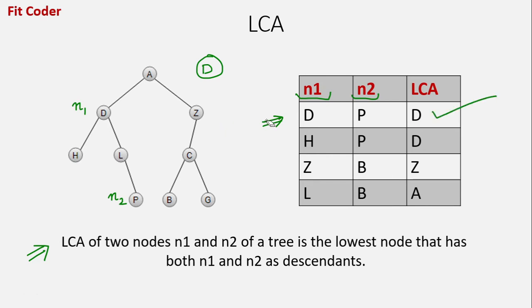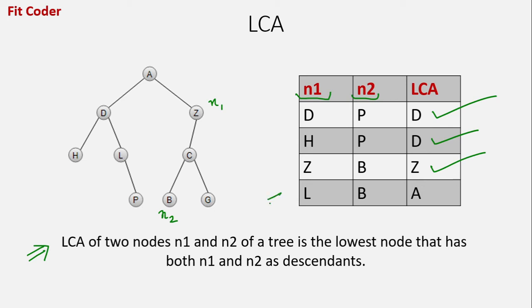Now let's see the second example. n1 is H and the second node is P. P is a descendant of L and D, and H is a descendant of D. So the lowest common ancestor is D. So for H and P, the LCA is node D. Now let's check this third example. Node 1 is Z and node 2 is B. B is a descendant of C and Z, and Z is a descendant of itself. So the LCA is Z.